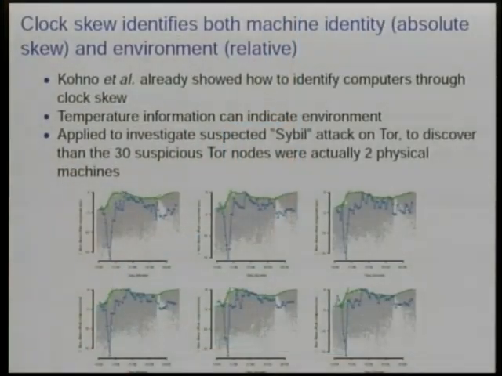This jump here isn't actually a jump in temperature. You can tell because changes in temperature will show up as a curve in the offset graph, whereas here there's quite a tight step. So this suggested some changes in routing behavior.